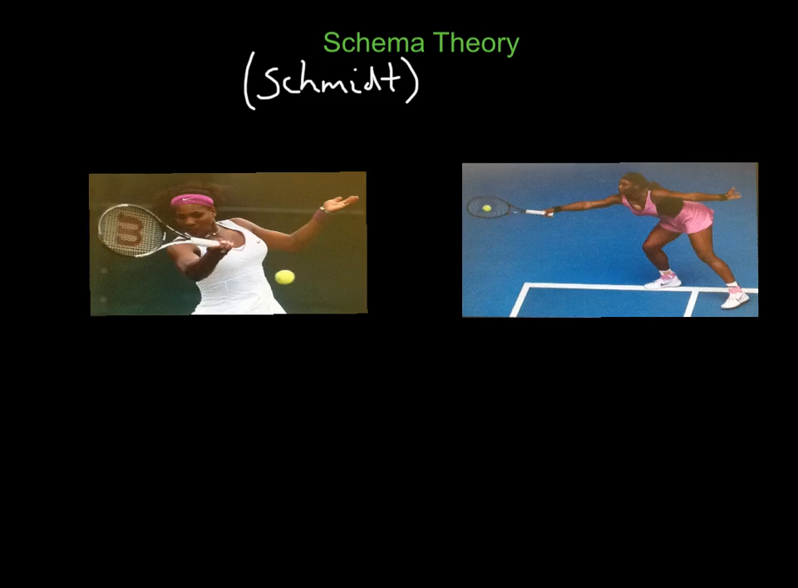Let's look at these two pictures of Serena Williams as an example. Before Schmidt proposed Schema Theory, the idea was that you stored a motor program for every single movement that you do. Here you've got Serena Williams doing two forehand shots, but they are both different forehand shots. In one, she's catching the ball closer to her and looks a little bit more balanced. Whereas in this one, she's having to reach out more. The arm is extended, the elbow is extended more. She's just trying to get that back over the net.